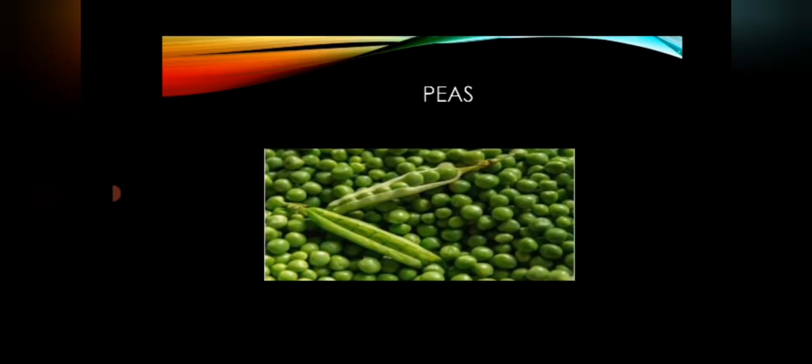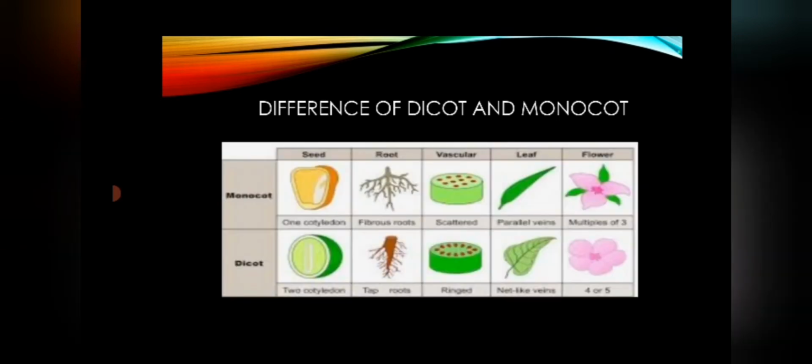Next, peas is an example for dicotyledon. In peas also you can see 2 cotyledons. After you remove the seed coat, you will see 2 fleshy parts. So that is called seed leaves. So peas is also an example for dicotyledon.